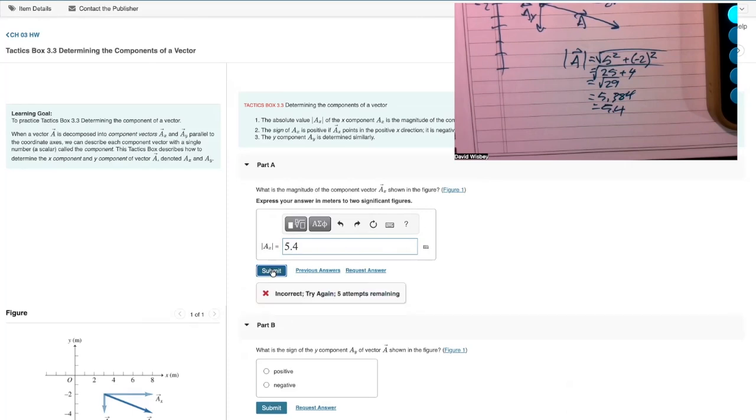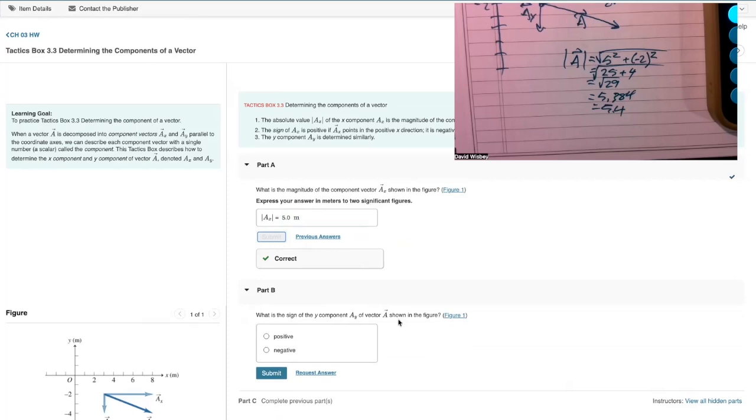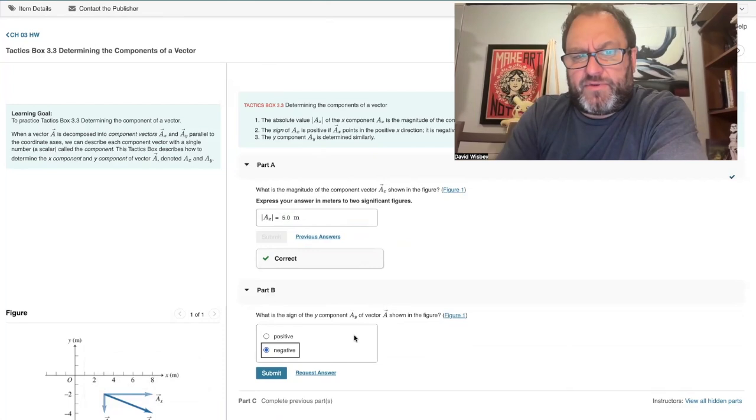Submit. What is the magnitude of the component vector AX shown? Oh my gosh, I didn't see AX there. I thought it said A. It's 5, right there. Okay. What is the sign of the Y component? Well, the Y component definitely starts at -2 and it goes to -4, so it's pointing downwards. And so that is definitely a negative. So that one's gonna be negative.